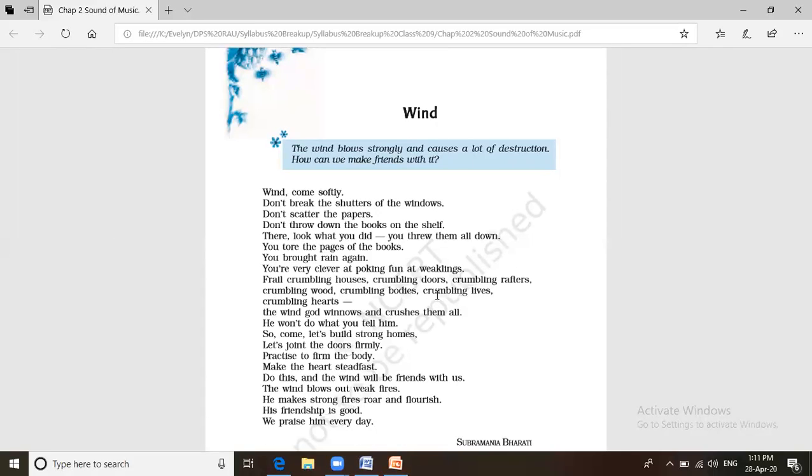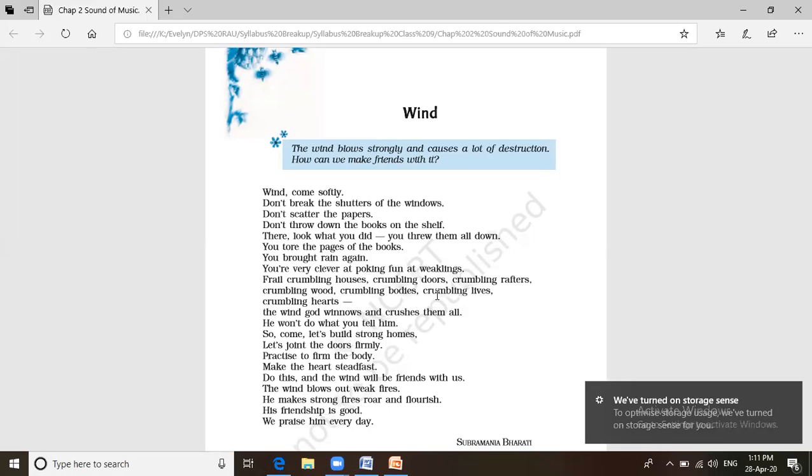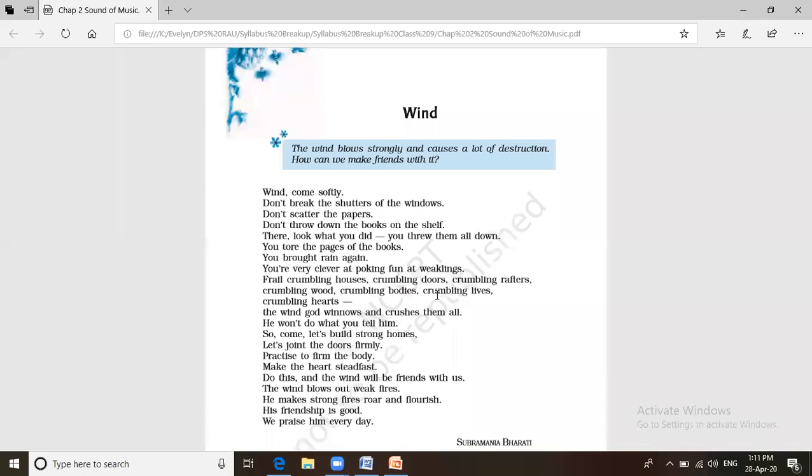Now the poet Subramanyam Bharti is talking to the wind that see what you have done. You have thrown them all down, and you have scattered everything, and you tore the pages of the books, and you brought rain again. You're very clever at poking fun at weaklings. I didn't understand this last line.